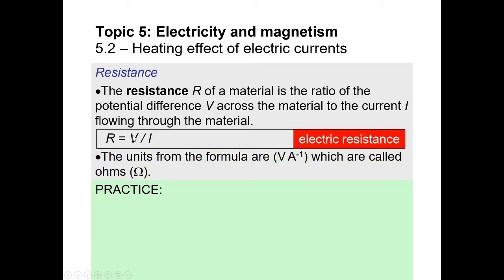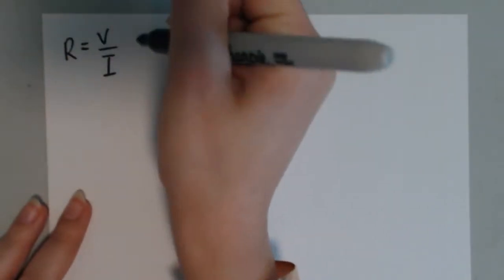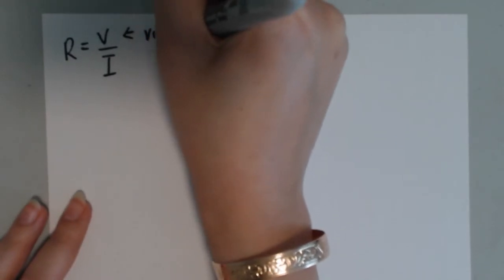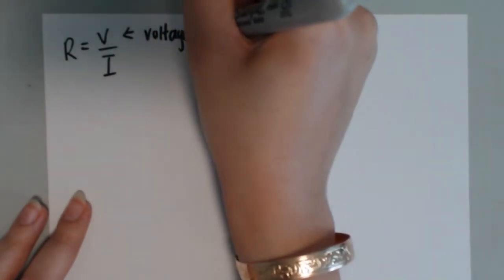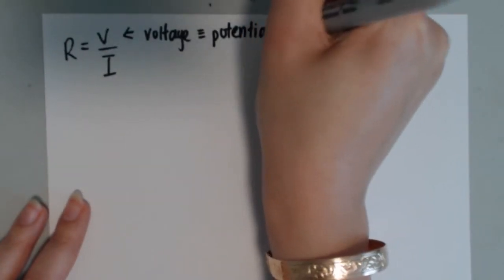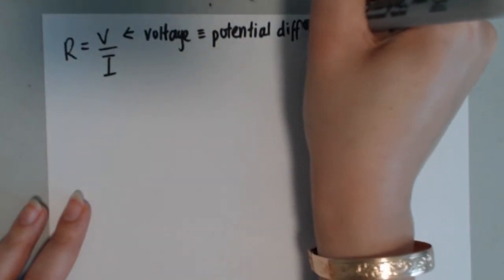All right. Now the units for resistance, if you look based on this formula, it's going to be volts divided by the unit for current, which is amperes. Let me actually write this down on the paper so you see where all these units are coming from. So if we have R is equal to V over I, so voltage, and this is another word for potential difference. Voltage is the same thing as potential difference. So there's a lot of words that mean the same thing.